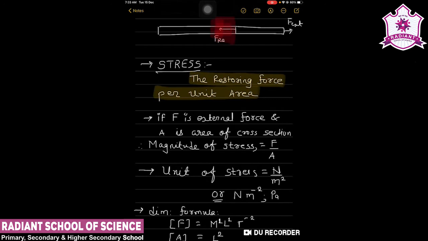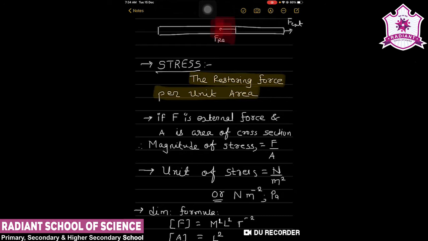Now obviously, if F is the external force on any body and capital A is the area of cross section of the given substance, then the magnitude of stress is given by the ratio of force and area. So this ratio, force upon area, is termed as stress.